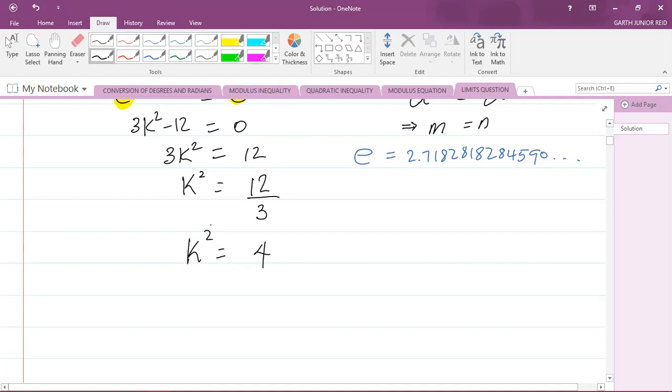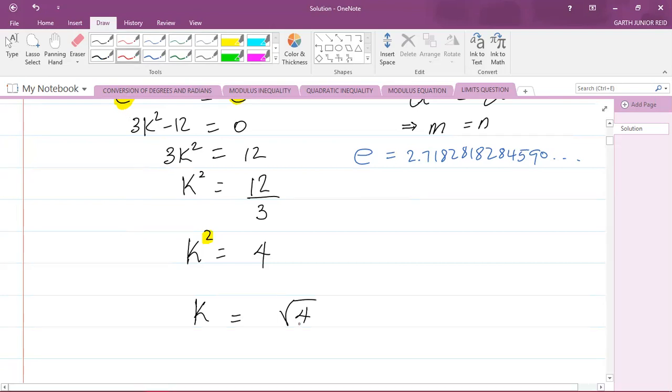I want the value of k, so I need to get rid of this square here. I'm going to get rid of it by applying the square root to both sides of the equation. When I take the square root of k squared, I will get k, and that is going to be equal to the square root of 4. I'm just applying the square root to both sides of the equation.